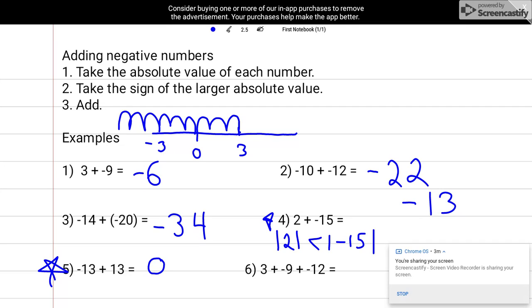So let's look at number 6. I have 3 plus negative 9 plus negative 12. You can look at this a few ways. You could do 3 plus negative 9 first, or you could do negative 9 plus negative 12 first. I already have an answer for 3 plus negative 9, so I'm going to do that first, which is negative 6. Now I just have to add negative 12 to that. That's going to give me a negative number. In this case, it's going to be a negative 18.